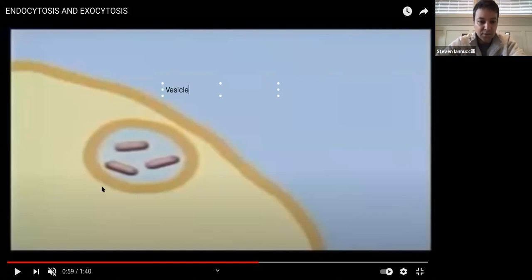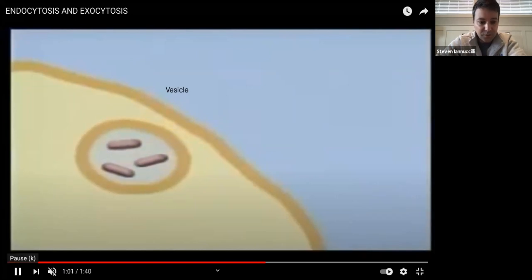Now the cell is going to call on other organelles to help destroy these bacteria or these viruses, whatever these particles are. This could be pollen. It's something that shouldn't be inside of your body. We want to destroy them, chop them up into tiny little pieces. So we call on these things called lysosomes, and they're going to show up in a moment. There it is. This is a lysosome.